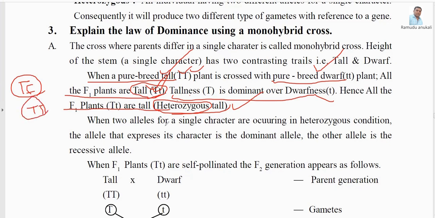So when two alleles for a single characteristic are occurring in the heterozygous condition, the allele that expresses the character is the dominant allele, the other allele is the recessive. So when we take the F1 progeny, now here the given, now I will explain.